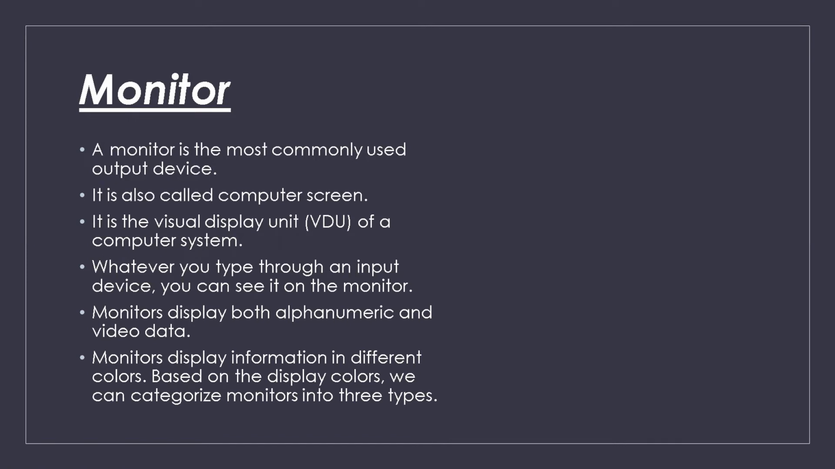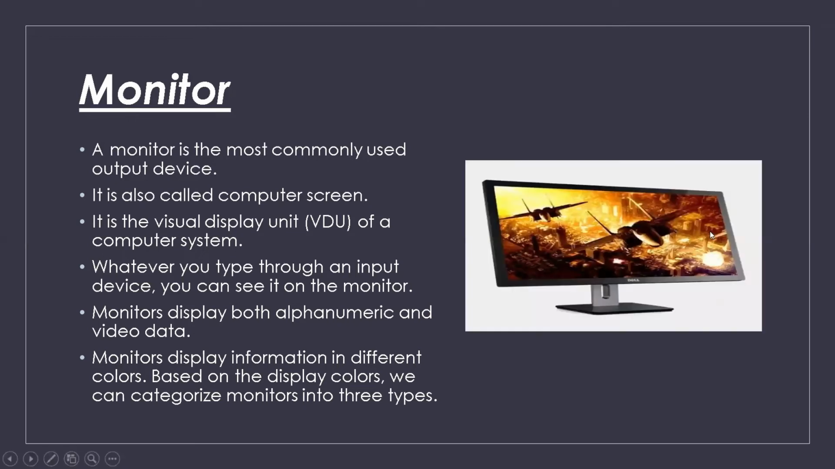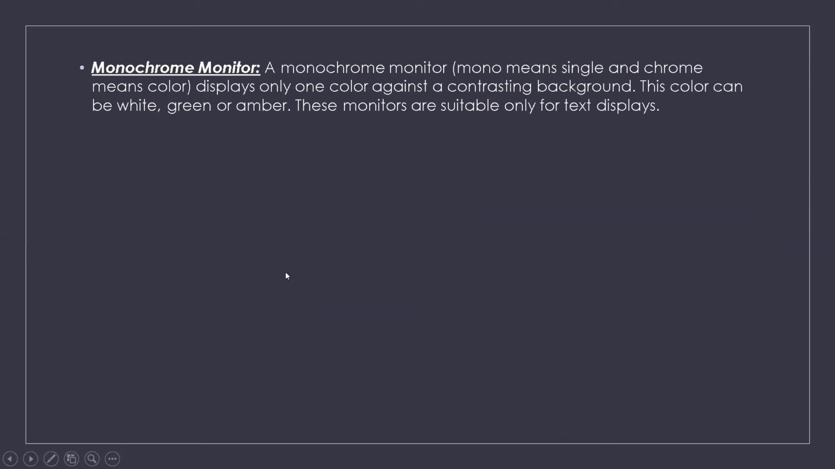Monitors display information in different colors. Based on the display colors, we can categorize monitors into three types. We are going to see which those are. Before that, this computer screen is nothing but a monitor. The first one is the monochrome monitor. Mono refers to single, and chrome means color. A monochrome monitor displays only one color against a contrasting background. This color can be white, green or amber. These monitors are suitable only for text displays.